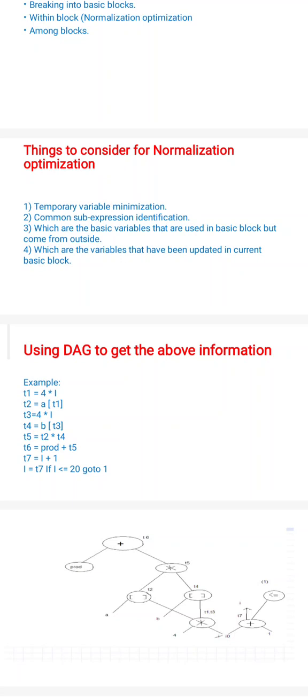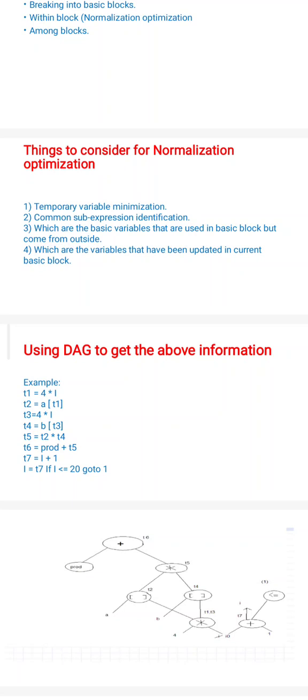See, this is one example, where we are using some temporary variables. The first temporary variable is t1 = 4 * i, the second temporary variable is a[t1], and the third one is t3 = 4 * i. See, t1 and t3 are both the same. That is one of the common subexpressions. Like that, we have to find the common subexpressions. Then b[t3] we can store in one more temporary variable. t2 and t4 we can multiply and store in t5, then product plus t5 we can store in t6, and then i + 1 in t7.